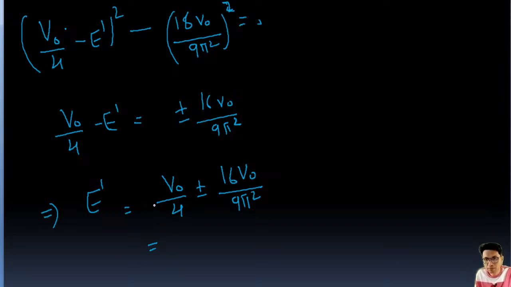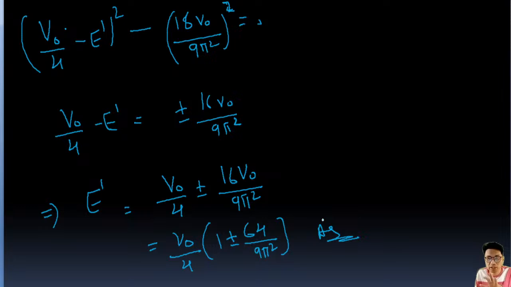Now we can take V0 by 4 as common. So this is going to be 1 plus minus 64 upon 9 pi square. So this is the answer, guys. Very important question and lengthy as well. We have used degenerate perturbation theory. If there is a degeneracy in the perturbation, then we make a matrix, solve that matrix, and by that we get the correction in the energy.